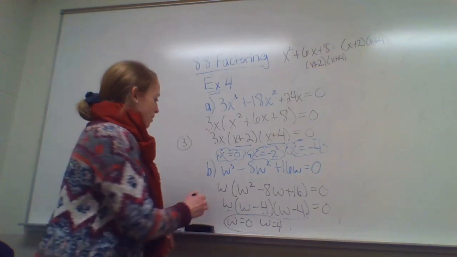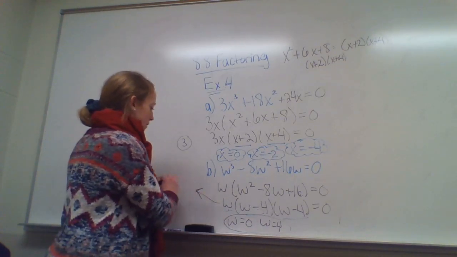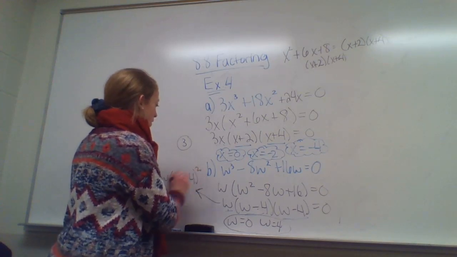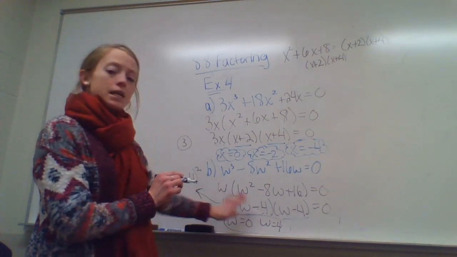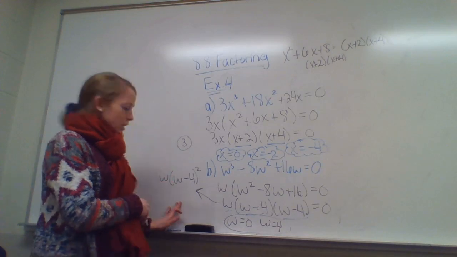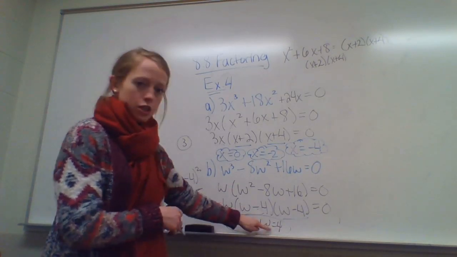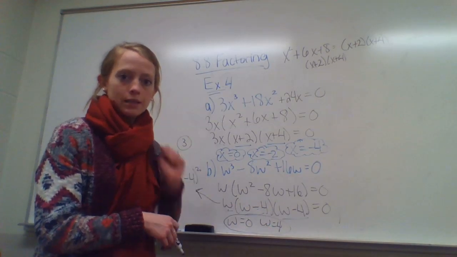On the homework, you might also see on the homework key that I write it as w times w minus 4 squared. Okay, either one of these are fine. It is not necessary to write it this way, but you can. Okay, and then these would be your 2 answers. You only have to write the 4 once.